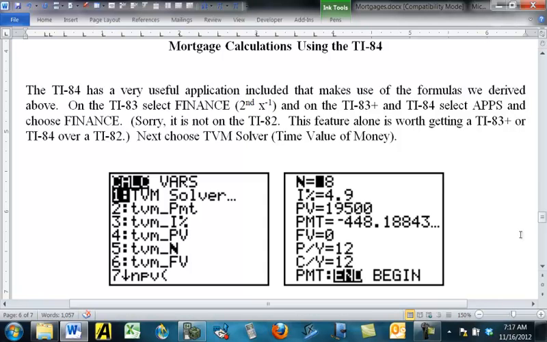P divided by Y is payments per year, which is 12. C divided by Y is conversions per year. So that's how many times they figure the interest each year, and your payments per year is also 12. Usually, if you change payments per year, conversions per year will change automatically. Most of the time it's going to be monthly. You can choose to make a payment at the very beginning, or make a payment at the end of each period, and the end is the normal way to do it. So normally you're going to have that set on N, and the last 3 lines set on 12, 12, and N.